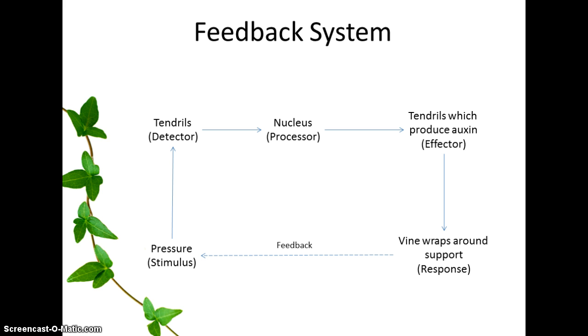This is the feedback system for positive thigmotropism in vines. As you can see, the tendrils are the detector, the nucleus is the processor of the detected information, the produced auxin is the effector, and as a response, the vines wrap around the support structure.